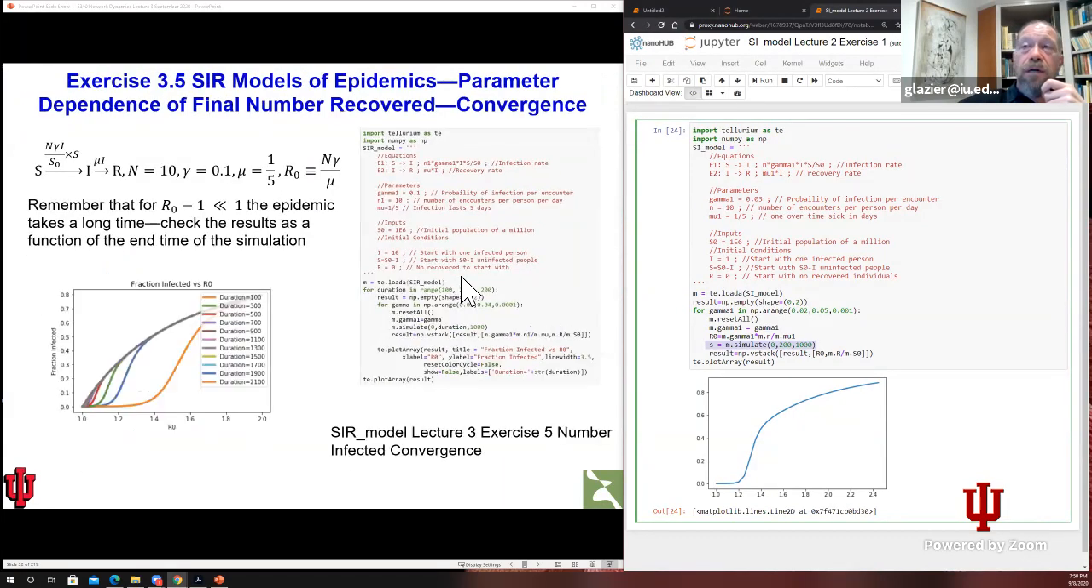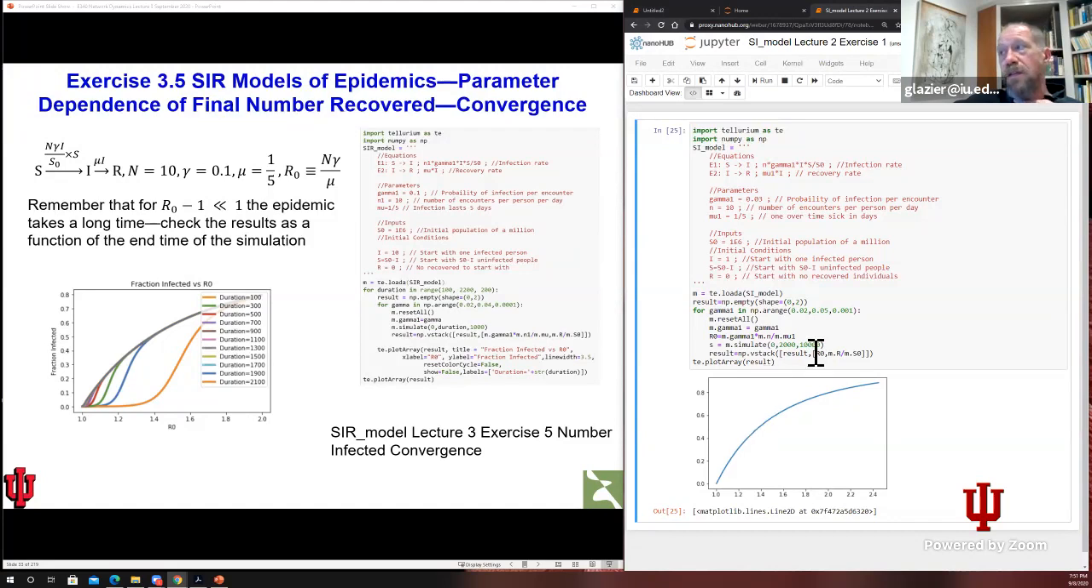When R naught is very small, just above 1, the epidemic takes a long time, and so 200 isn't long enough to see the end of the infection, so the estimate is off. If I make this number 2,000, then I have to add some points here. So I let the epidemic run much longer. Now I get that. So the slope is actually maximal at R naught equal 1.